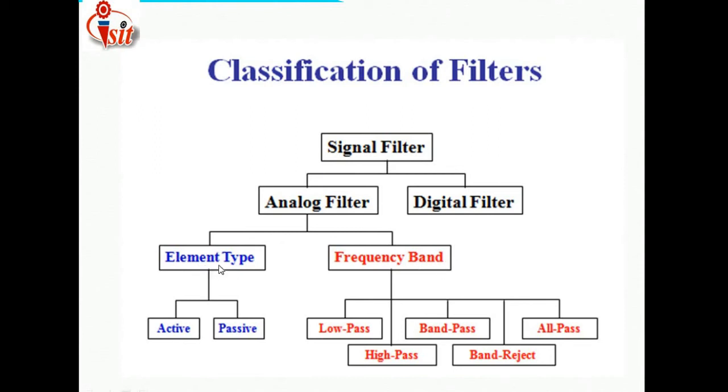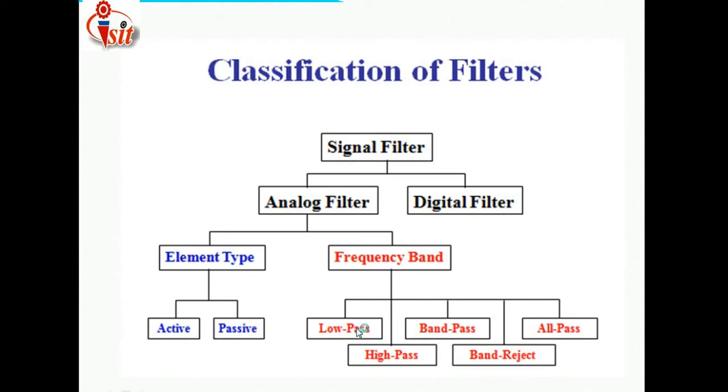Element types are divided into two categories, active and passive, as we have discussed. A filter with capacitors, inductors, and resistors is called a passive filter, and active filters are designed using amplifiers. Then the frequency band is again categorized into five types: low pass filter, high pass filter, band pass filter, band reject filter, and all pass filter. Like this, the frequency bands are divided.